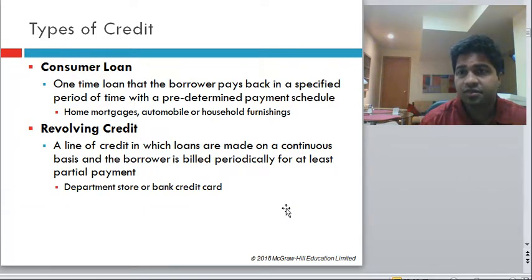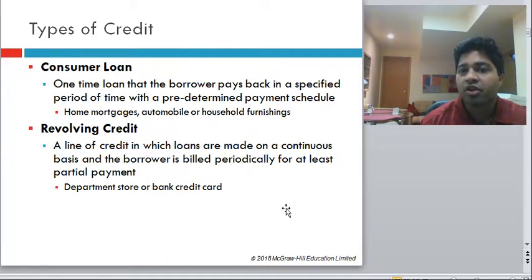So types of credits are: first type is consumer loans, a one time loan that the borrower pays back in a specified period of time with a predetermined payment schedule. Home mortgages, automobile, and household furnishing are generally taken on consumer loans. Example is installment plans. So you buy a certain thing. Let's say I buy furniture, a sofa or a couch for my living room. Instead of paying for it upfront, I pay for it monthly or bi-weekly. That's a consumer loan.